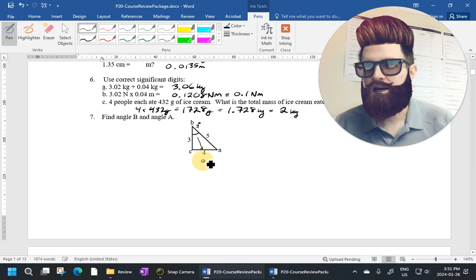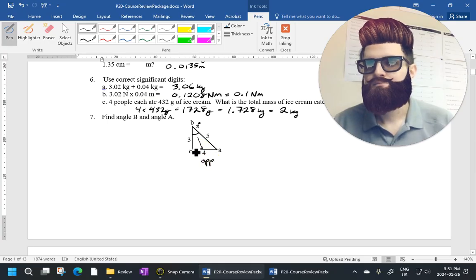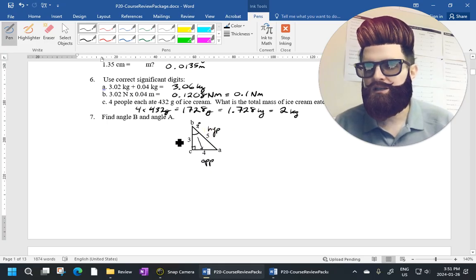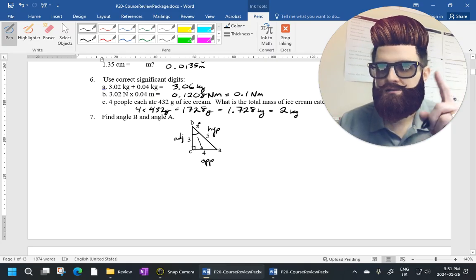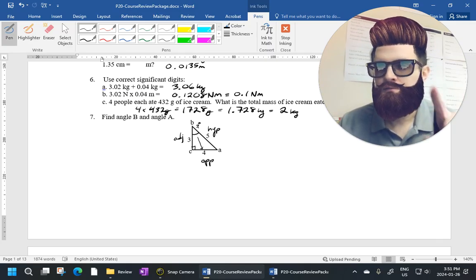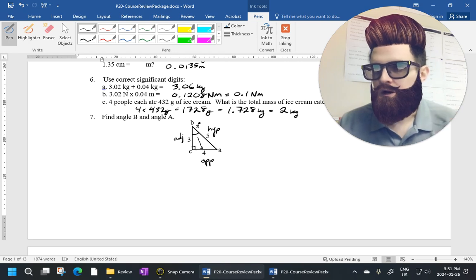Across from angle B, that's going to be my opposite. And then anything that's across from the 90 is going to be my hypotenuse. And then over here we've got the adjacent. So I have all 3 sides, so I can use whatever ratio I want here. And this is a 3, 4, 5 triangle, so this is true.